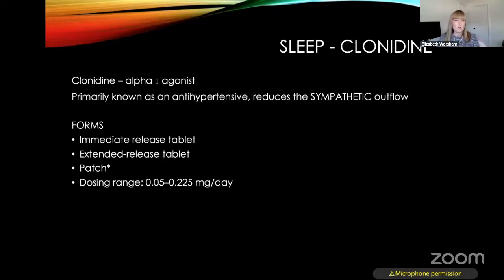It can come in different forms: immediate release, extended release. It comes in a patch. As a psychiatrist, I love a good patch because it makes dosing pretty easy. Dosing range, it is very small and it's like razor edge. So it can be from 0.05 to 0.225 milligrams a day. That's also why we love a patch, because you set it and forget it.